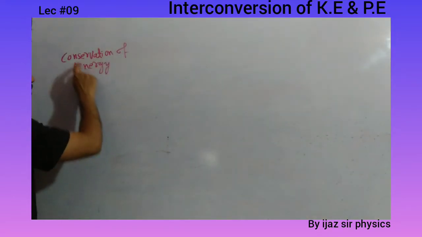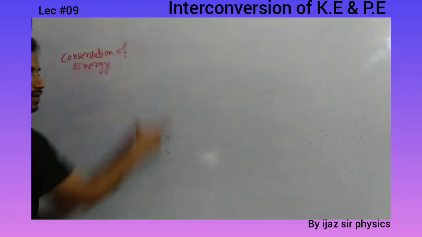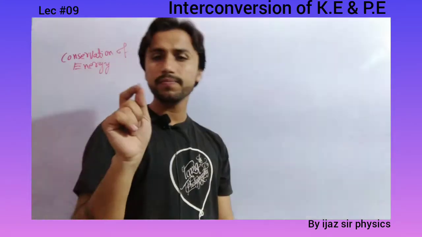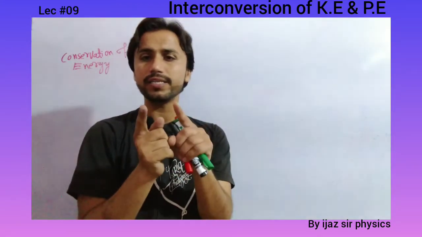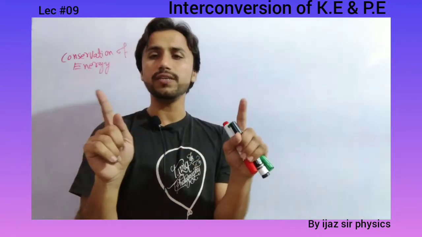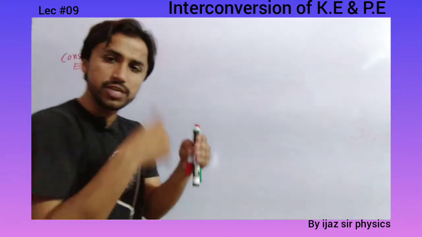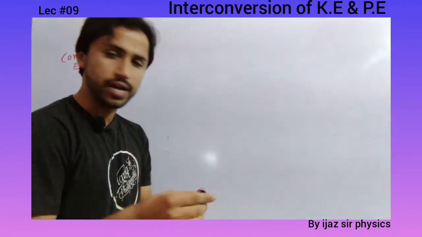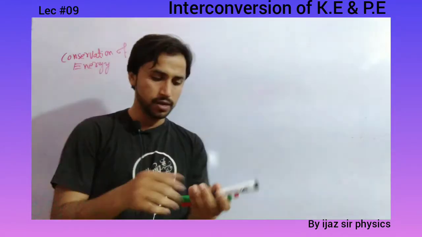Now in this lecture we will discuss conservation of energy mathematically, and we will prove energy is converted into potential energy and kinetic energy. There is no loss of energy, and one form of energy is converted into another form of energy. Energy is not destroyed, it only transforms from one shape to another. Let me discuss.